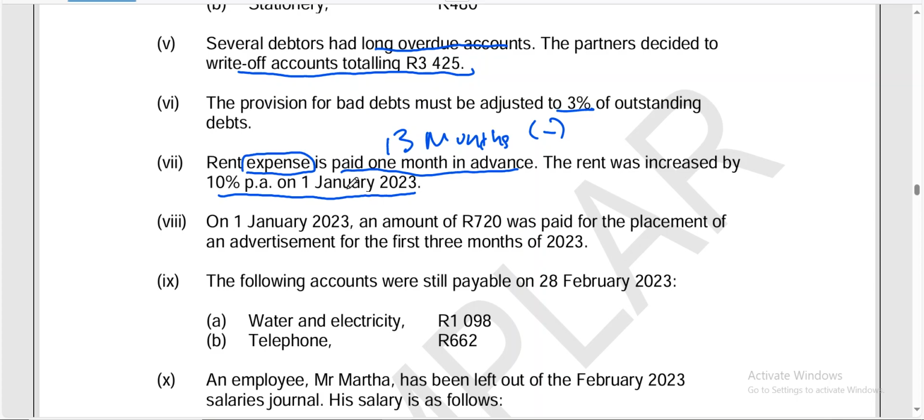So remember here, we are talking about the rent expense. It means we are the one who is paying. So they are saying we paid for 1 month in advance. So if we paid for 1 month in advance, it means it's a prepaid expense, and therefore we must subtract the amount of that 1 month. Now remember, our year started in March, and then they're saying that on January it increased, so it means we paid from March to March. So if you check, it will mean that from March up until December, you paid rent as 100%.